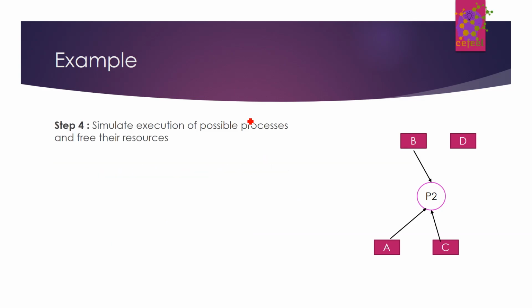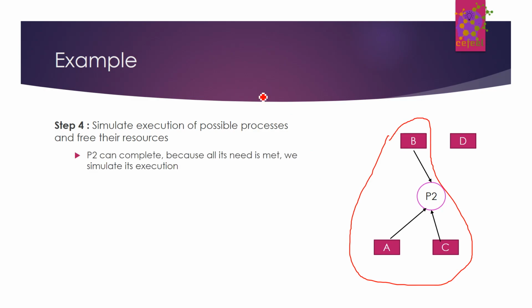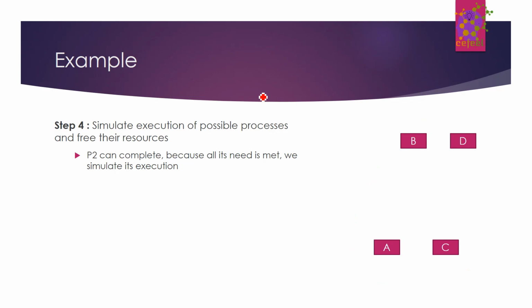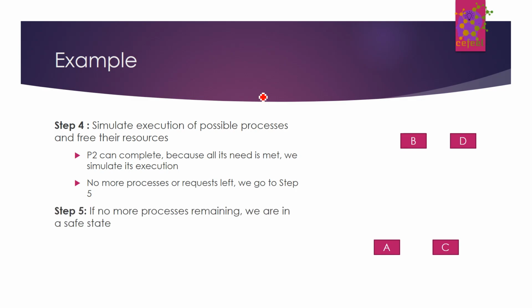So step 4, we will simulate execution of processes. Now P2 has all its requests met, so it can easily complete its execution, and P2 is completed. We will remove P2 from the graph and see now our graph has only resources left, no more processes. There are no more processes, so we cannot go back and repeat step 3 again, and we will go to step 5. So in step 5 we notice that there are no processes remaining in the graph. In fact the graph is empty, and hence we are in safe state.